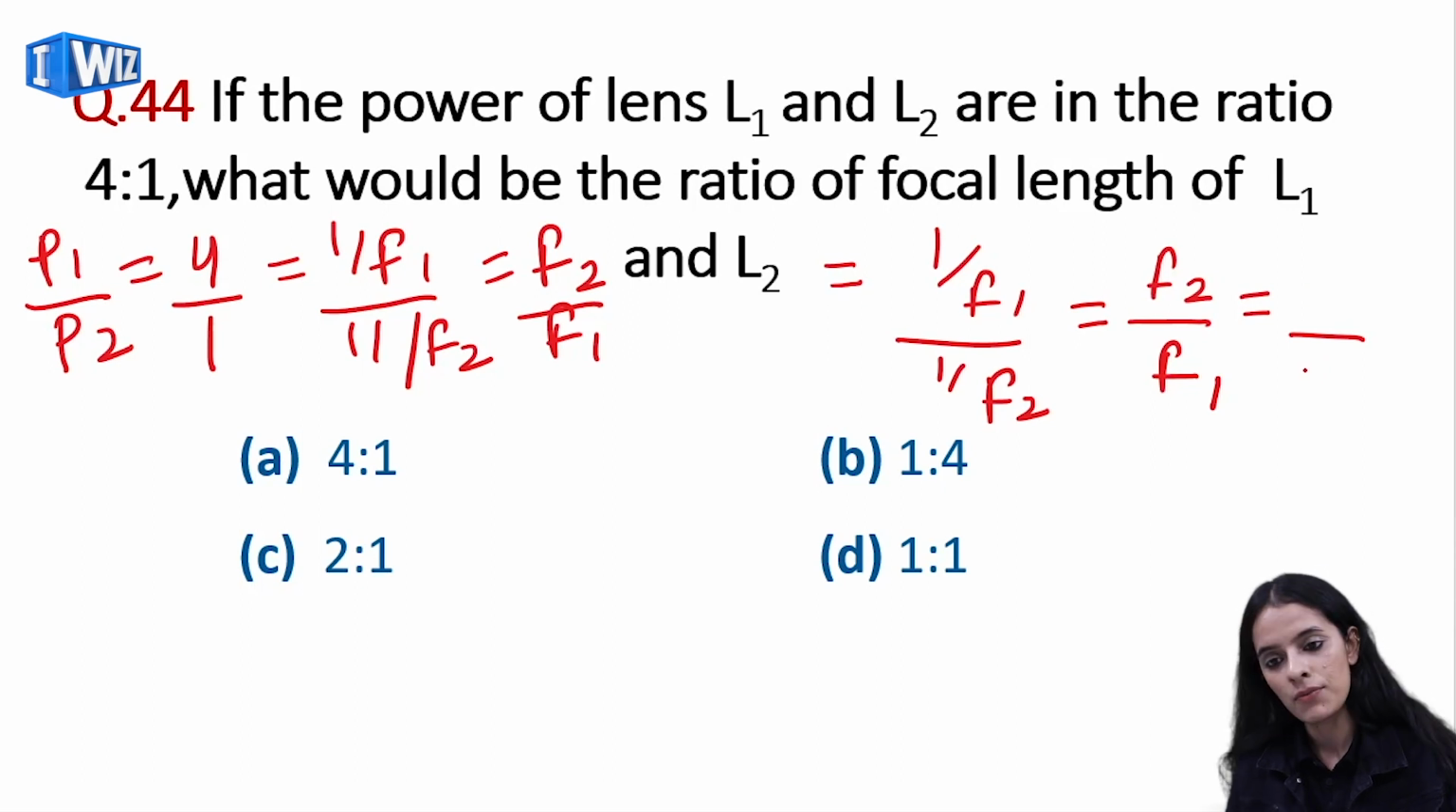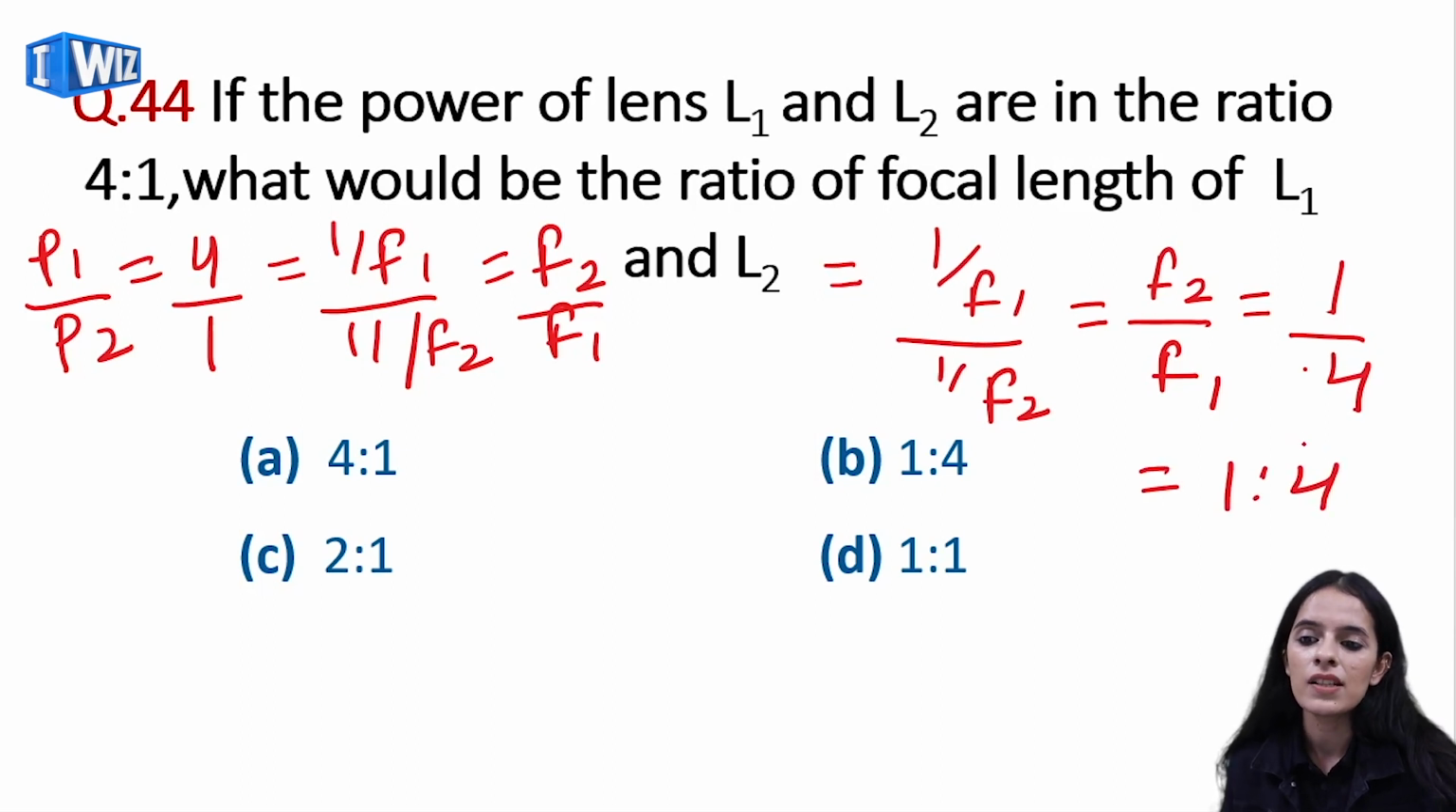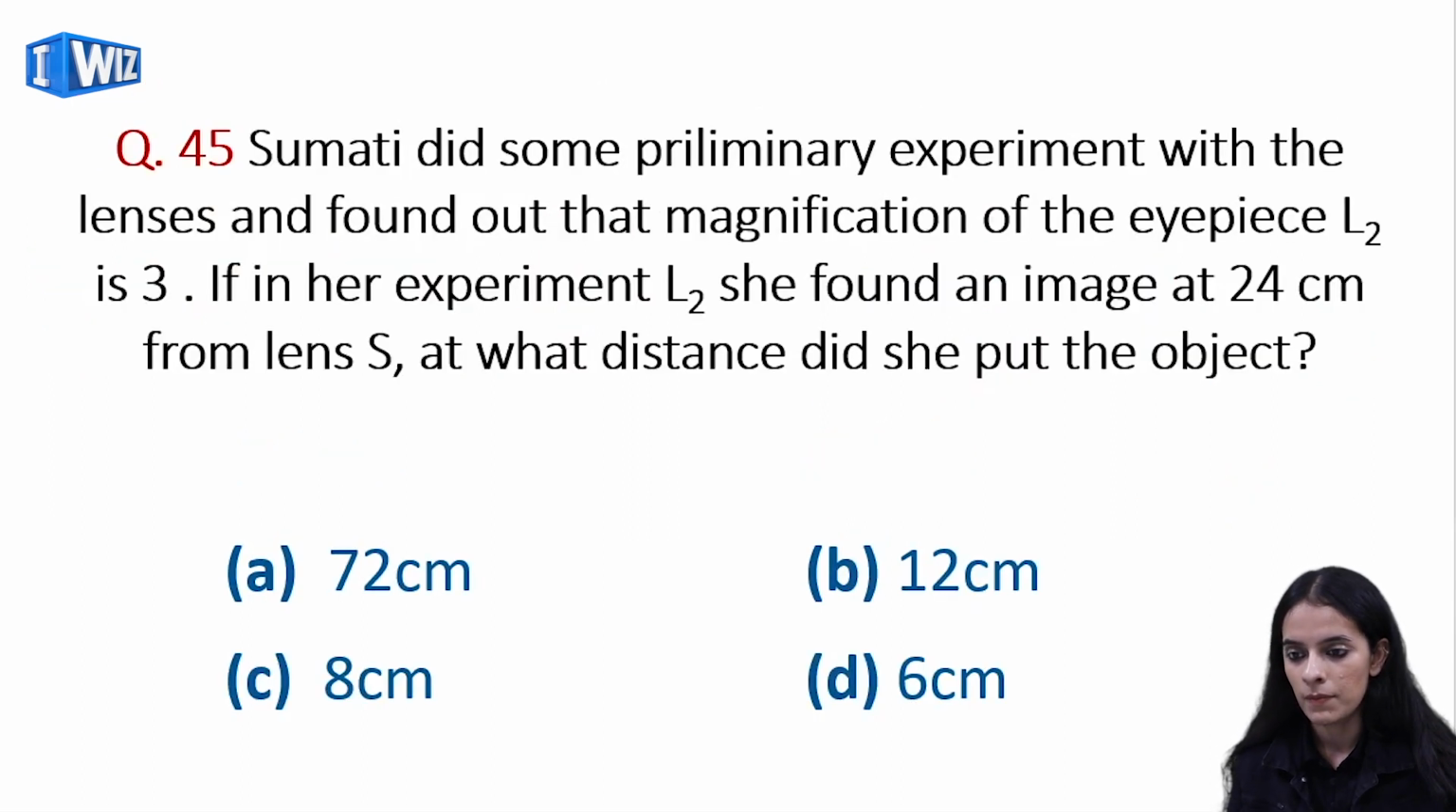This will go like 1, focal length 1, this is 4. So the ratio will be 1:4. You can also keep it simple. We know that focal length is inverse of power. If power ratio is 4:1, then focal length will be 1:4. So the right option will be B.